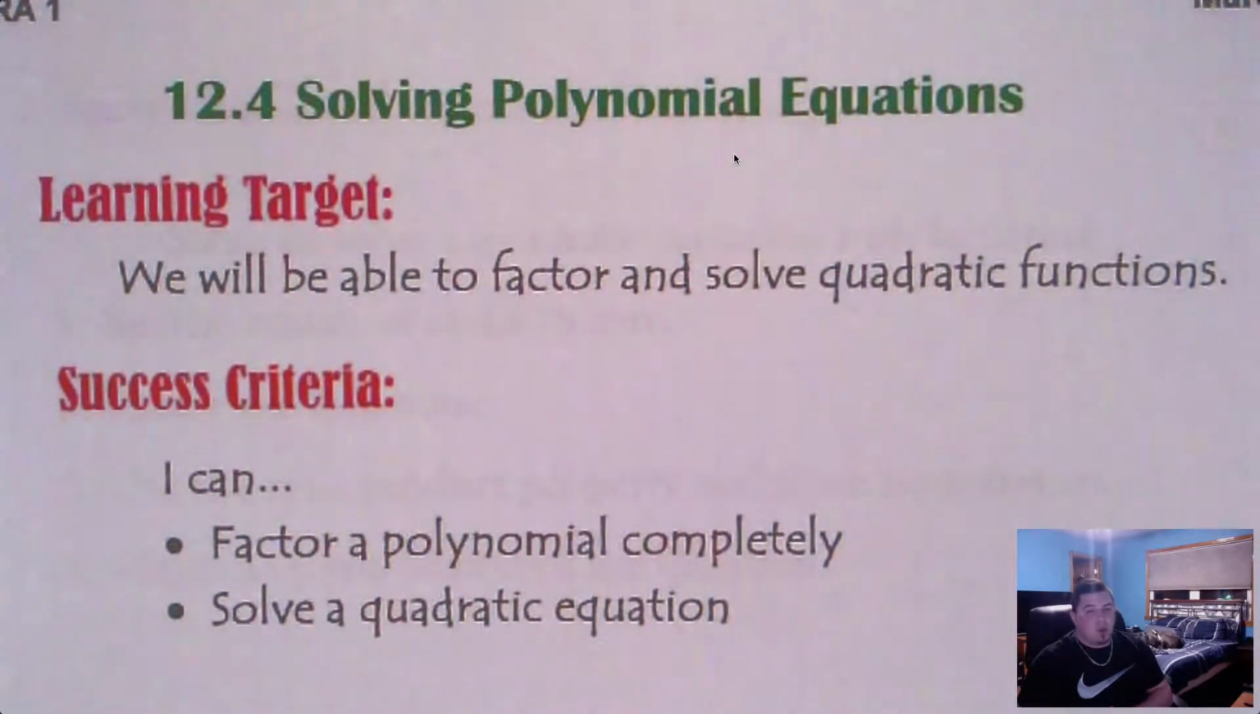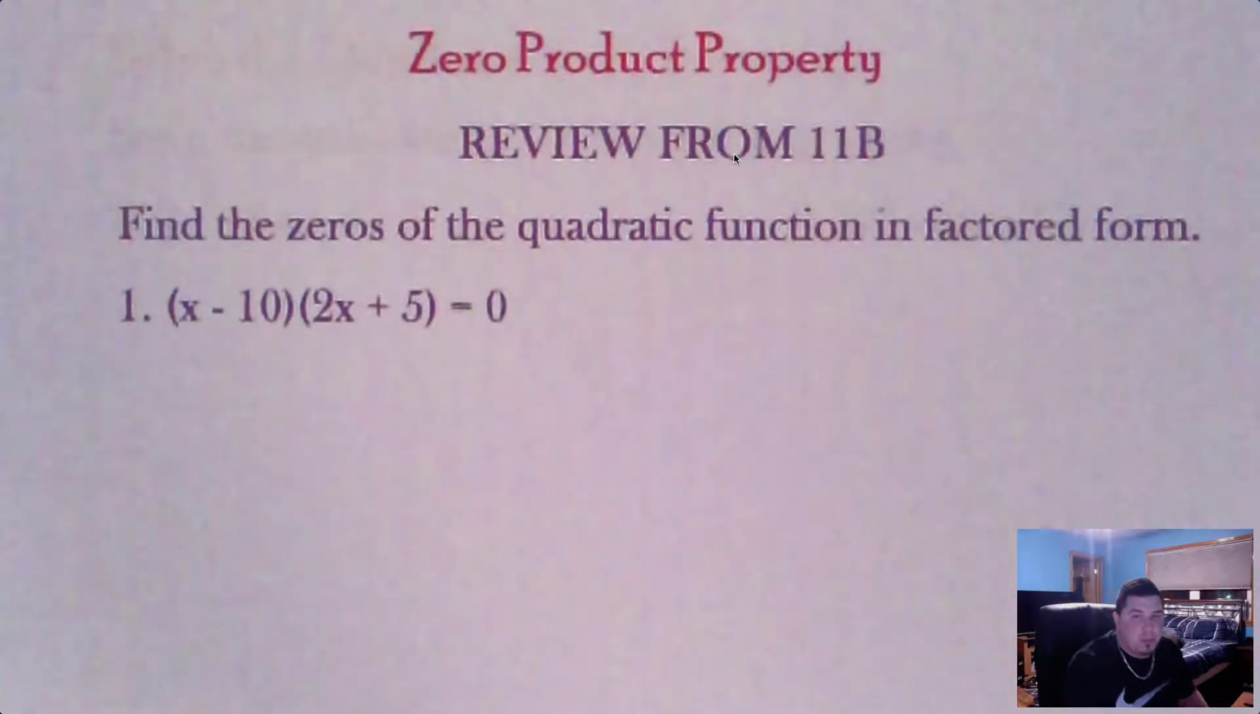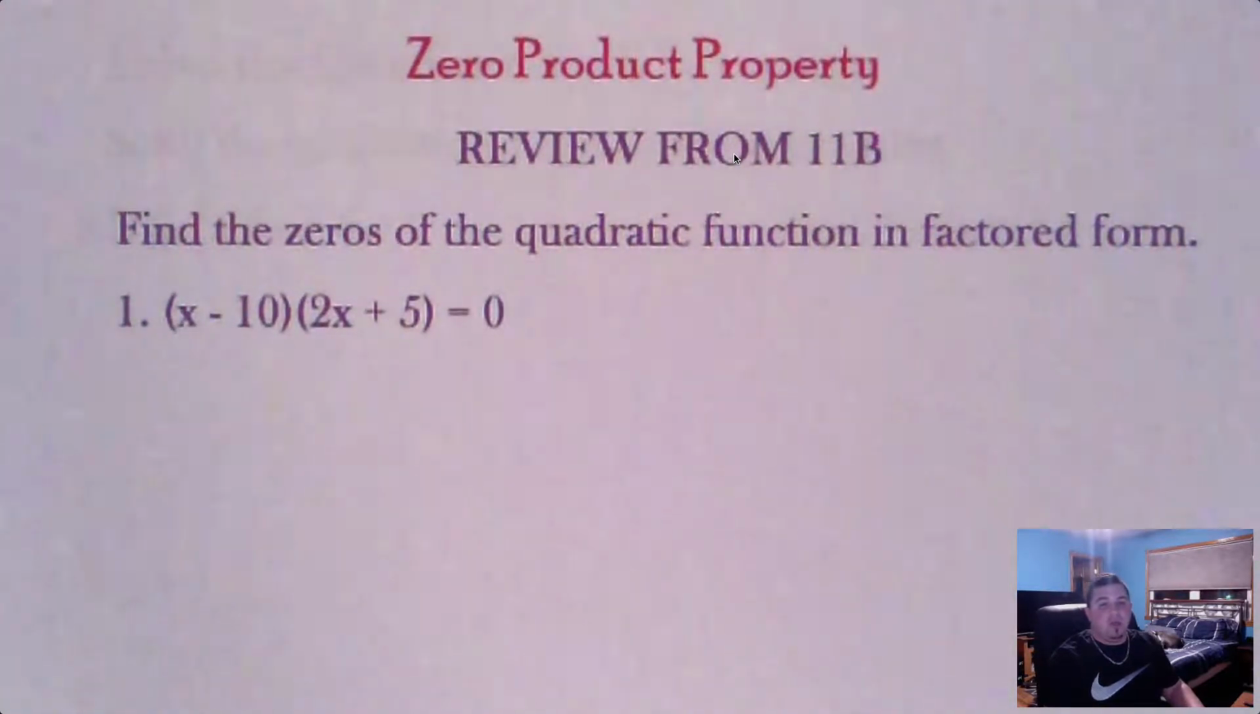All right, we're going to be successful today when we can factor a polynomial completely, which is what we've been working on already, and then taking to that next step in solving that quadratic after we factor. All right. So before we get started, I want to make sure we review the zero product property from 11b, which is if we have two factors that are going to be multiplied together and it equals 0, then either one of the factors has to be 0 or both of the factors have to be 0 in order for that statement to be true, because 0 times anything is 0 itself.